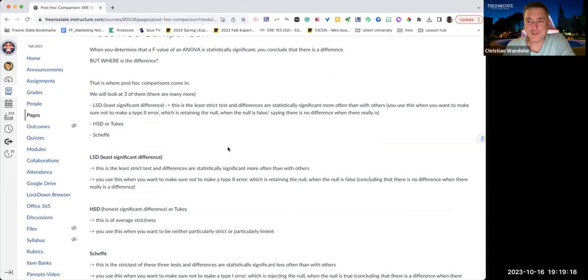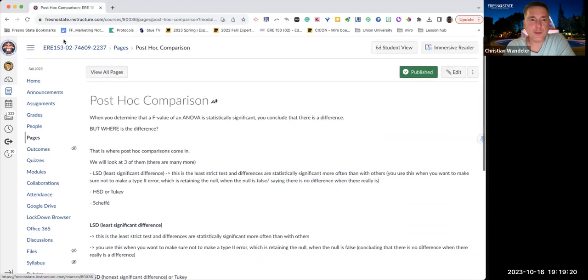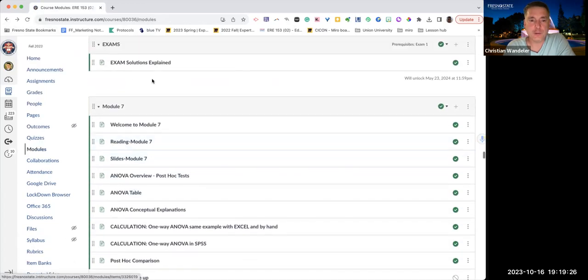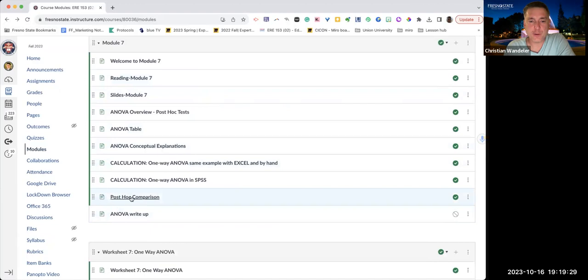Yes, okay. So that's a good question. Let me go back real quick. This is a little portion in Module 7. It's a page there, right? So if you see Module 7, it's towards the bottom here, the post hoc comparison, right?